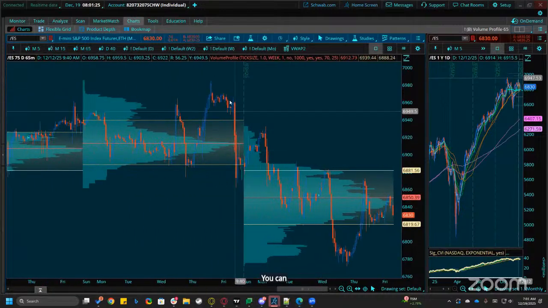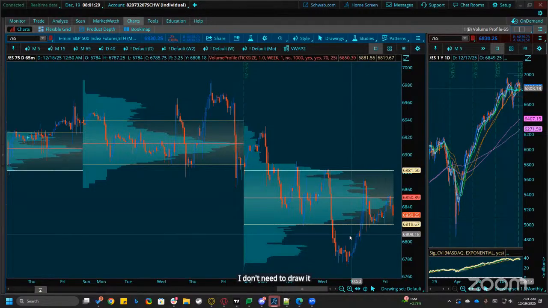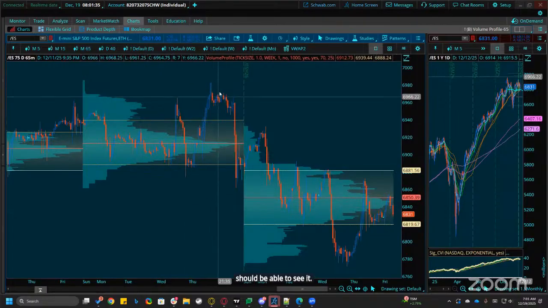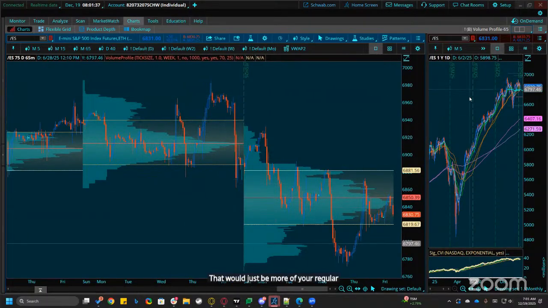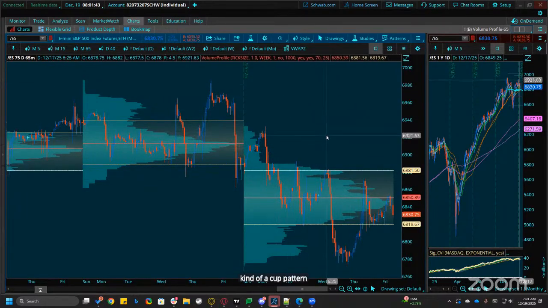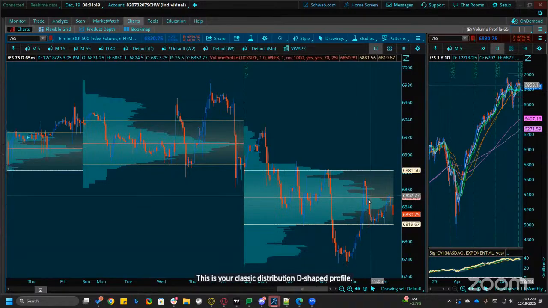Can also see that trend line. I don't need to draw it. If you've been around the trading world for a while, you should be able to see it. That would just be more of your regular scoop style trend line breakover with a kind of a cup pattern back to the 69.80 area. This is your classic distribution D-shaped profile hanging out near the mid.